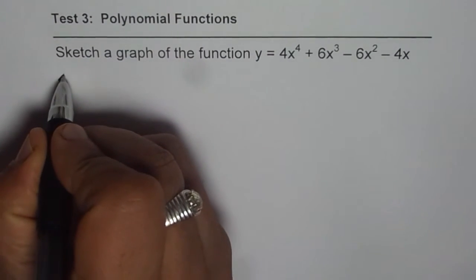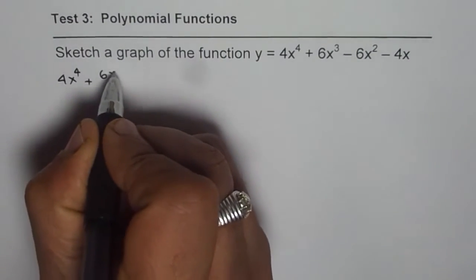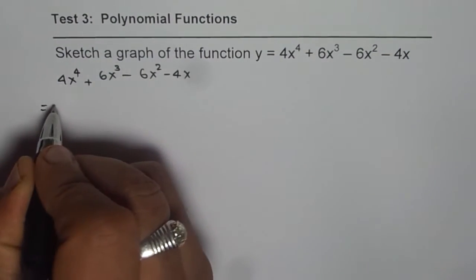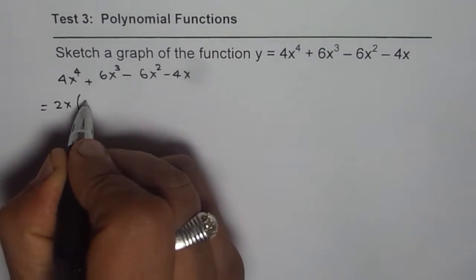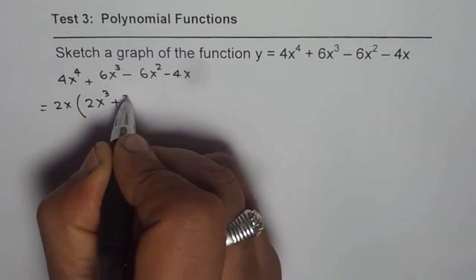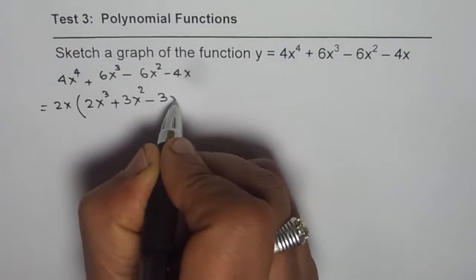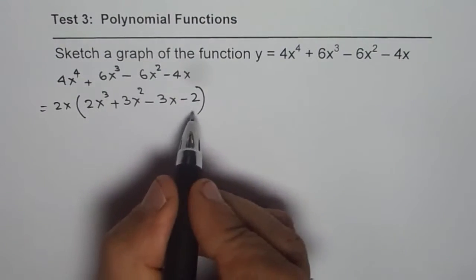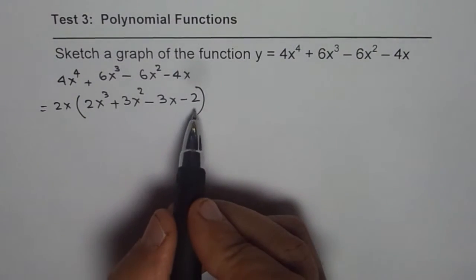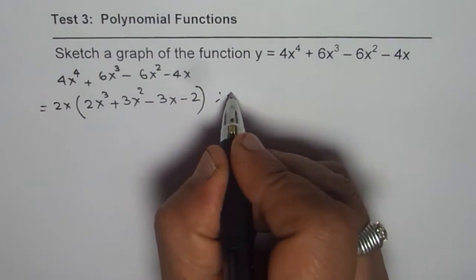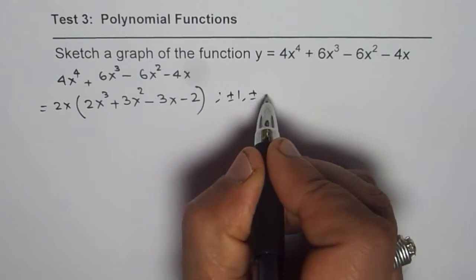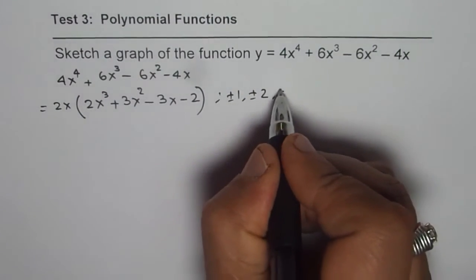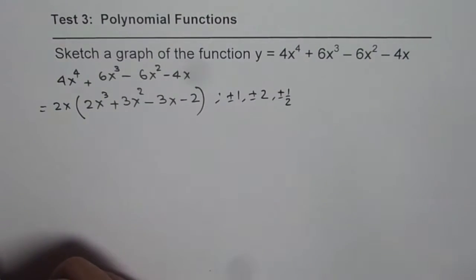We have 4x to the power of 4 plus 6x cubed minus 6x squared minus 4x. Now 2x is common, so we can take 2x common. We get 2x cubed plus 3x squared minus 3x minus 2. Now to factor this cubic polynomial, we can try plus minus 1 or plus minus 2, since 2 is a common number here, or we can try plus minus half. So these are the factors which we could try.